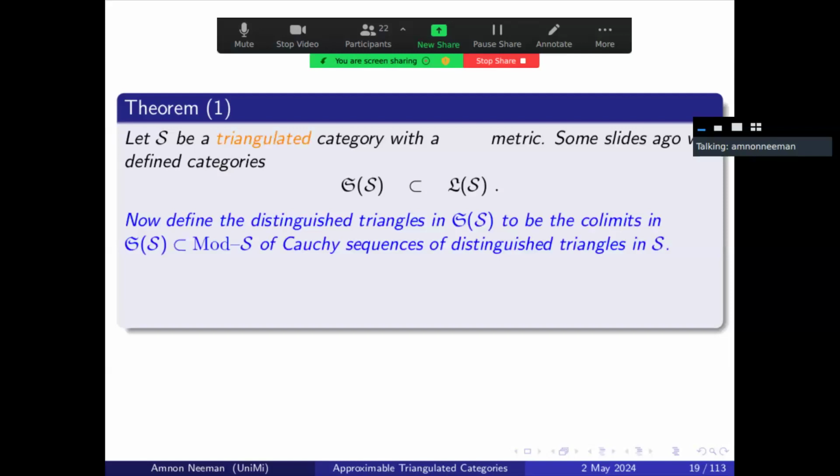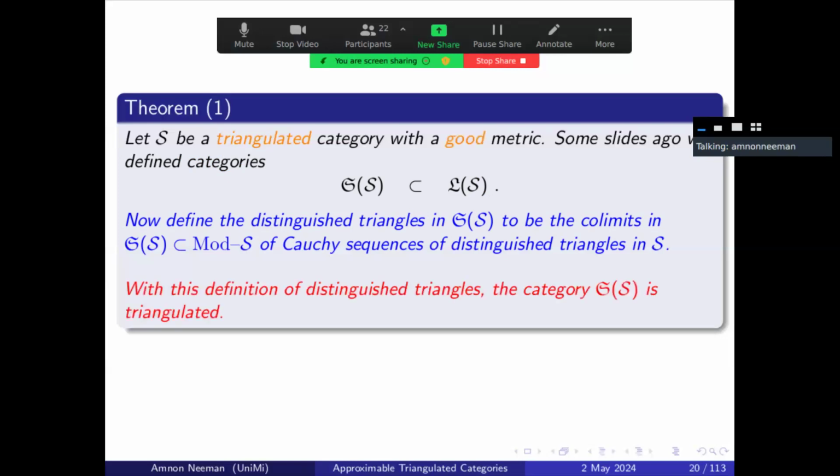Now, if S is triangulated, then you can declare that the distinguished triangles in S of S are the colimits in S of S of Cauchy sequences of distinguished triangles in S. So if you have a Cauchy sequence of distinguished triangles, and if all three terms in the colimit lie in S of S, then you declare that the colimit is a distinguished triangle. And now, if the metric is good, then it turns out that with this definition, S of S is triangulated.